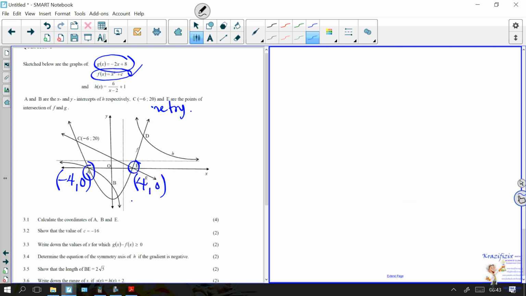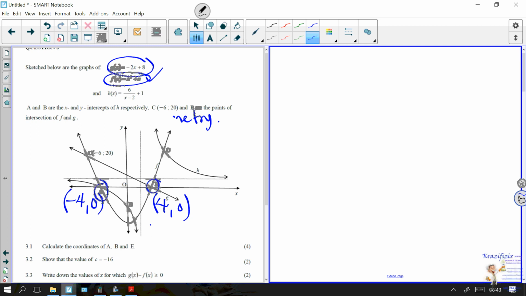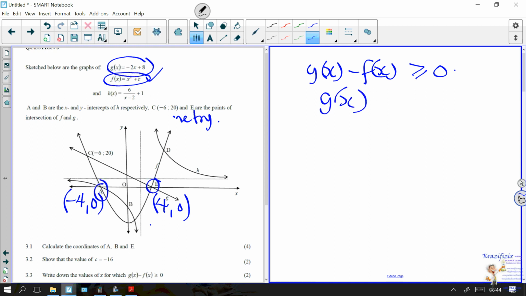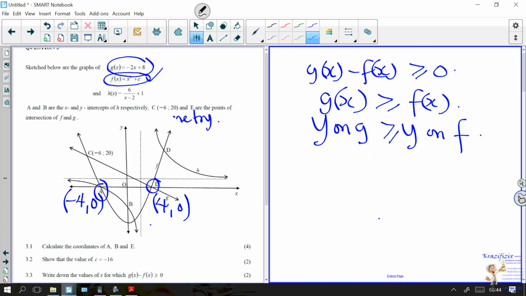Write down the values of g of x minus f of x greater than or equal to 0. Many learners like doing this algebraically, but if you learn using a graph, it's actually very easy to work with a graph, and I'm going to work with a graph with you. First, we can solve this by saying g of x must be greater than or equal to f of x. Remember, when we say g of x and f of x, we are looking for y values. The y values on g must be greater than the y values on f, greater than or equal to.